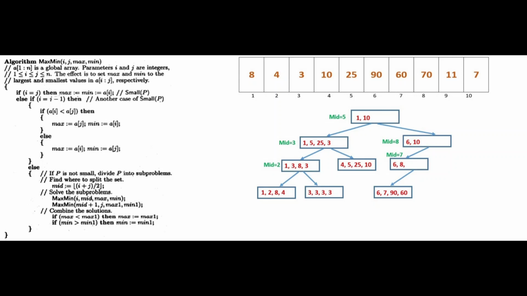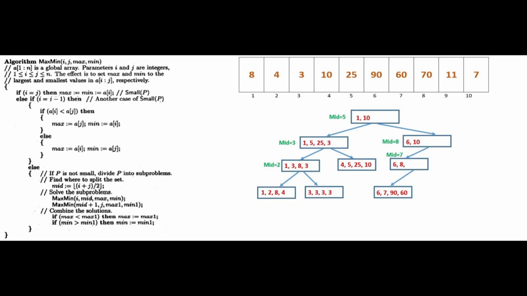Okay, 6, 7, 90, 60. We find the maximum and minimum value from a of 6 to 7, from those two elements. 90 is the maximum value and 60 is the smallest value. So the algorithm completes, that function completes its execution. So return back to its parent program.